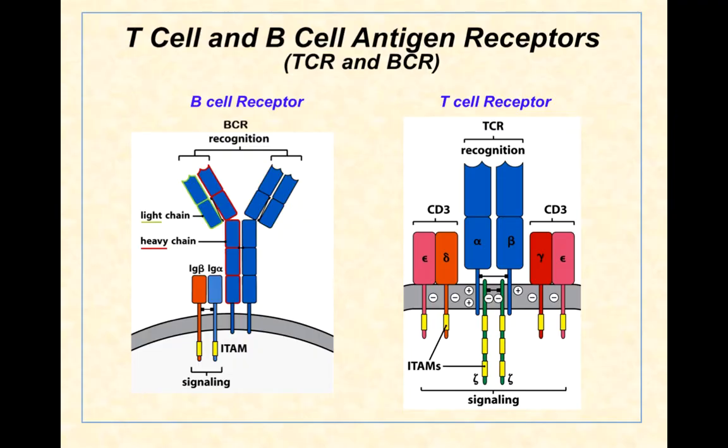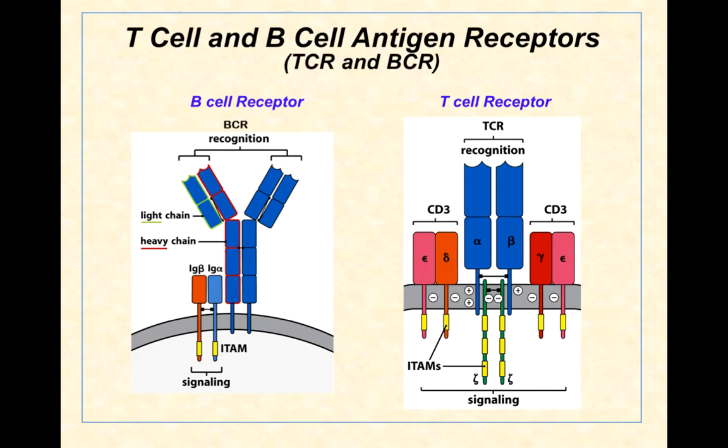In this video, I want to introduce you to T cell and B cell receptors. These receptors are complex proteins, multi-polypeptide proteins interacting together in quaternary structure that are bound to the cell membrane of your T cells and your B cells.